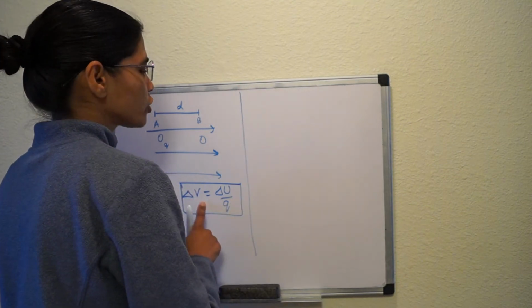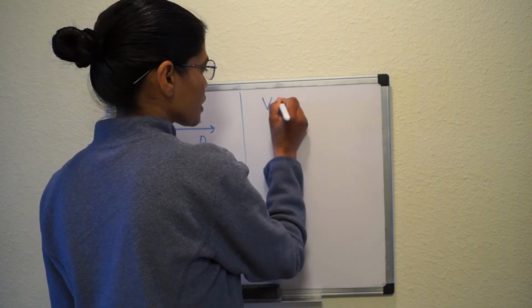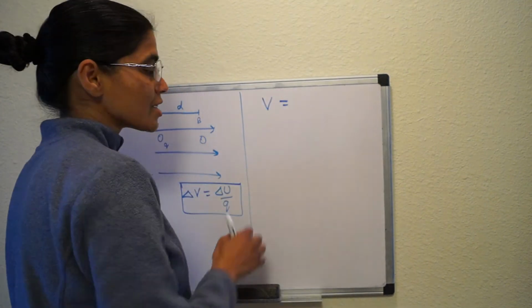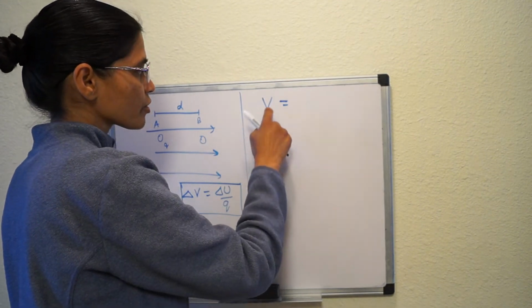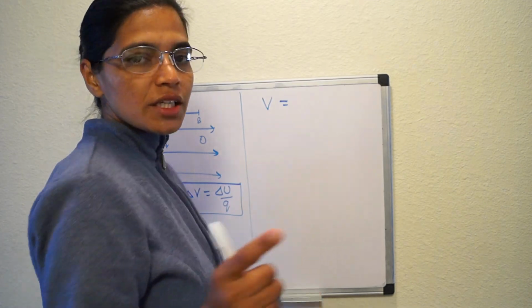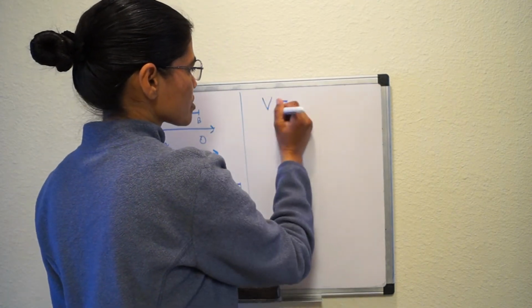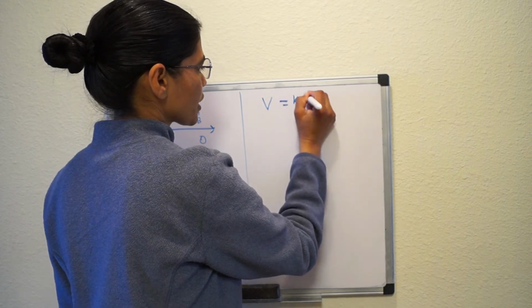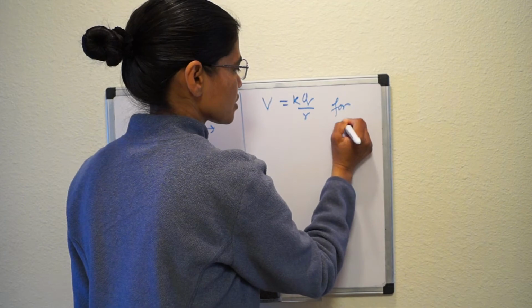We also looked at the electric potential for a point charge. It's just written as V, even though it is the change in electric potential, but we just write it V, okay? Just for a point charge we write V, and we saw that V equal to KQ over R for a point charge.